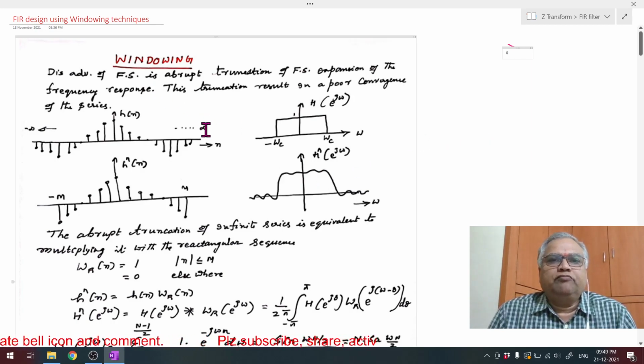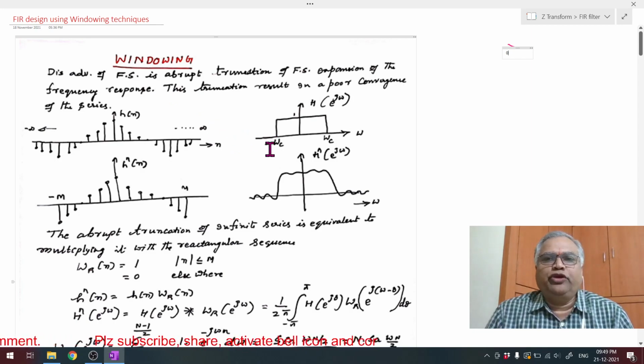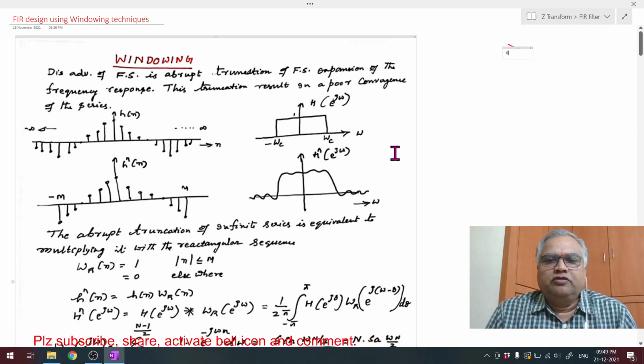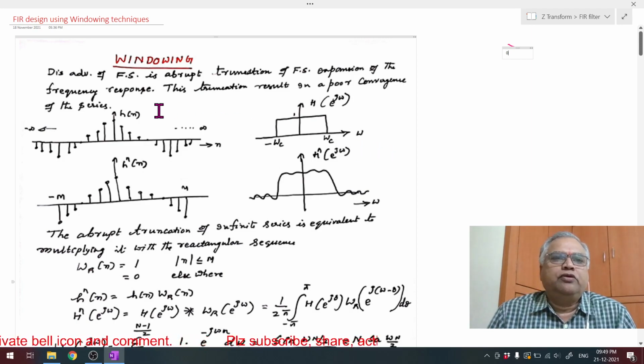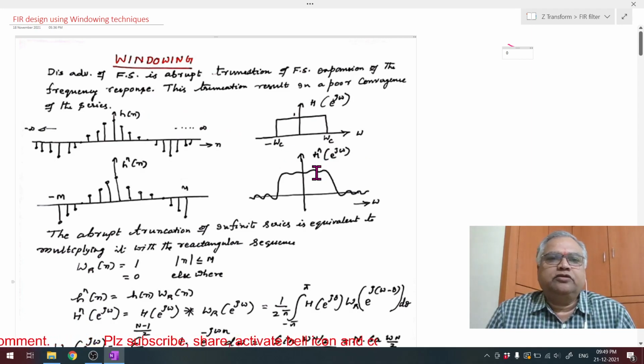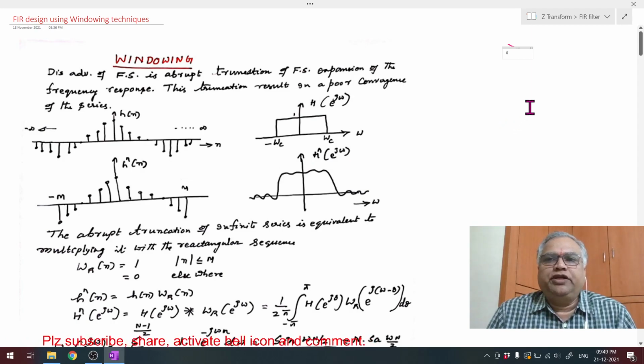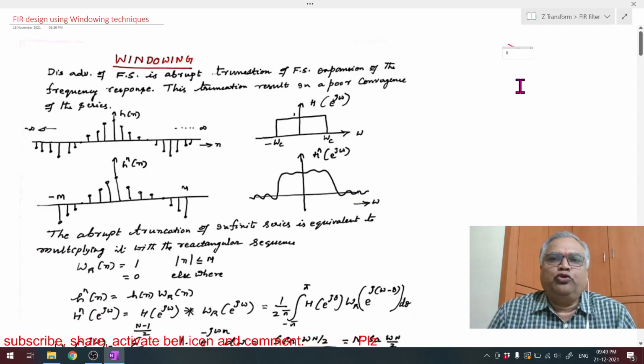Today we'll study FIR filter design using the windowing technique. In the previous class I explained the Fourier series, now the windowing method. This is one important technique. So what is the need of going for this windowing technique?